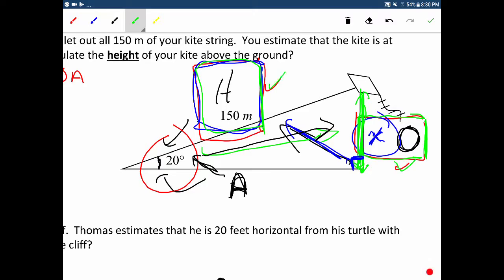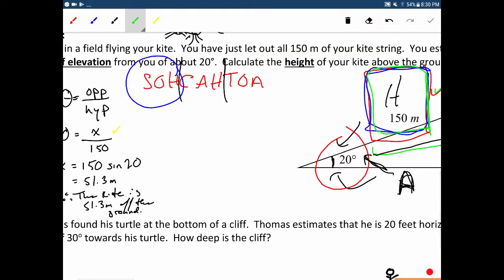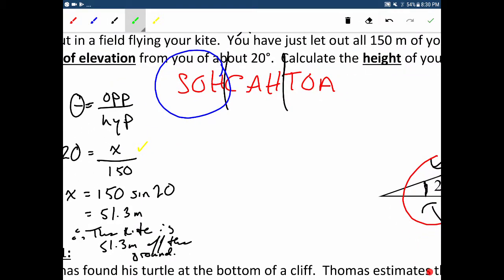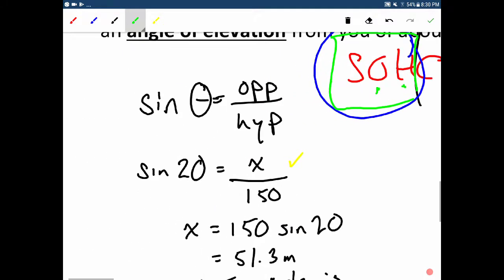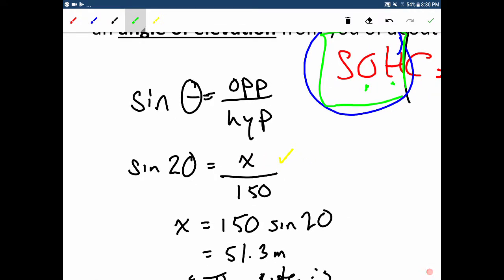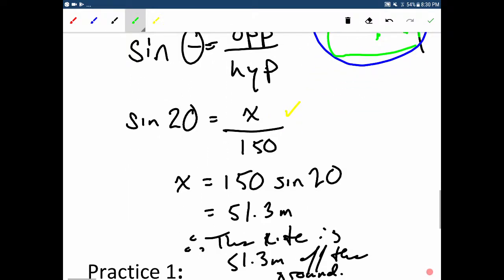So we're dealing with O and H. We look at the word SOHCAHTOA, and you can see I've even already circled it. We want the one that has the O and the H. So we're dealing with sine. We write out our formula, which is sine theta equals opposite over hypotenuse. You can just write O over H. I like to write the short forms without the O and H because the O looks like a 0, but it doesn't really make a difference whatsoever.